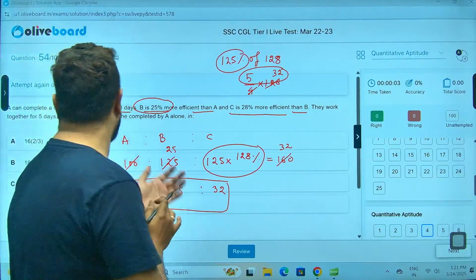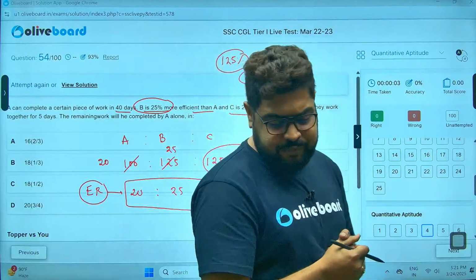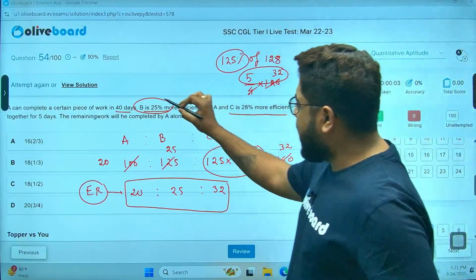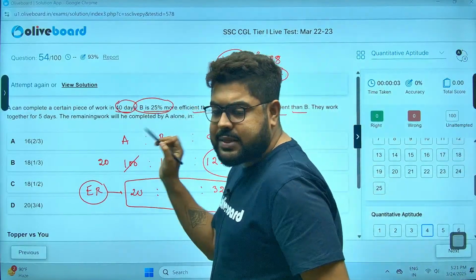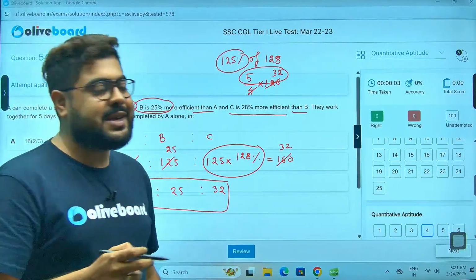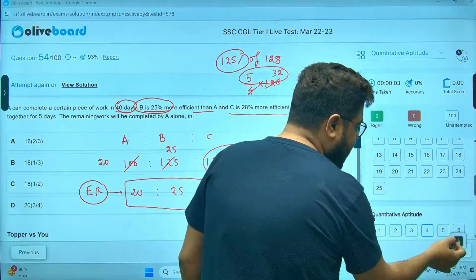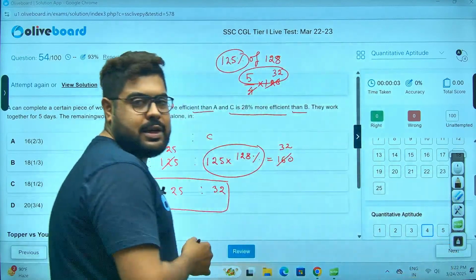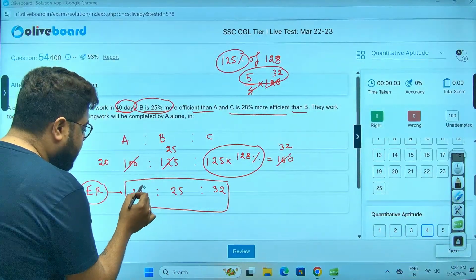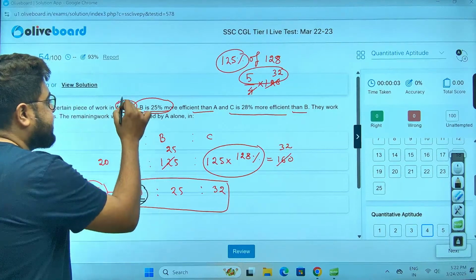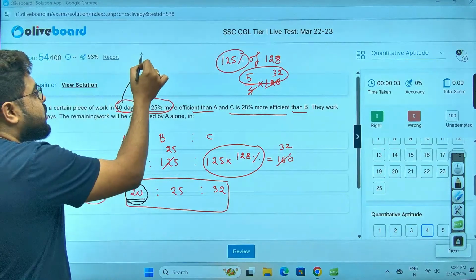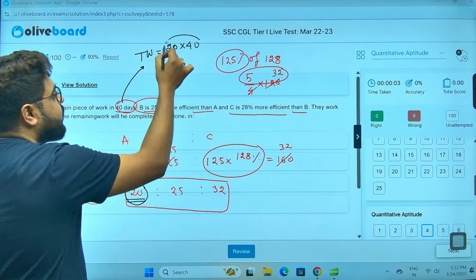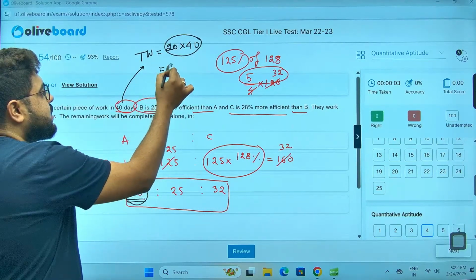Now you can do anything. They work together for 5 days. And one more thing is given: A can complete in 40 days. From this information, I can figure out the total work. A is doing 20 units every day, and he takes 40 days to complete. The total work will be 20 into 40, that many units. That means 800 units.